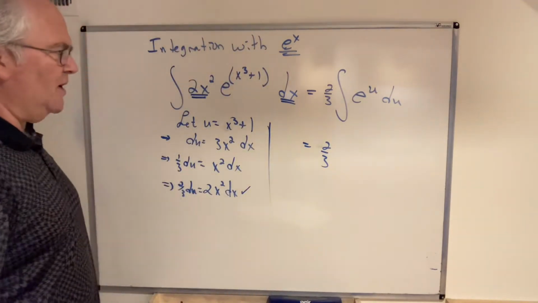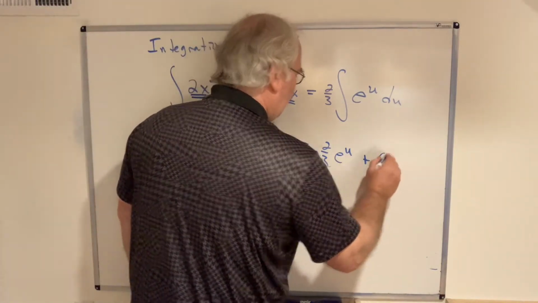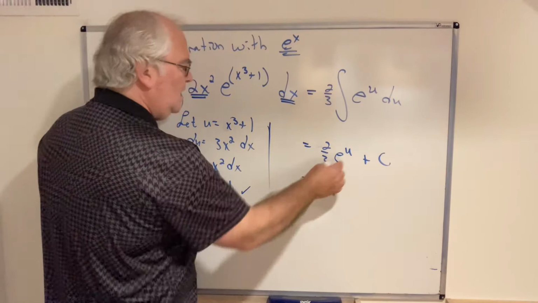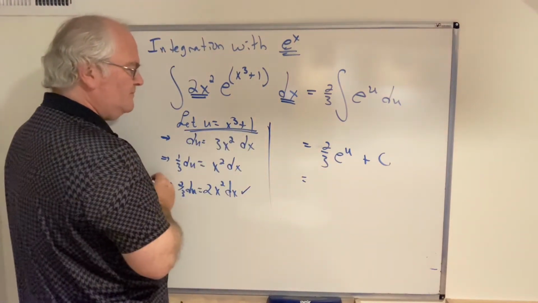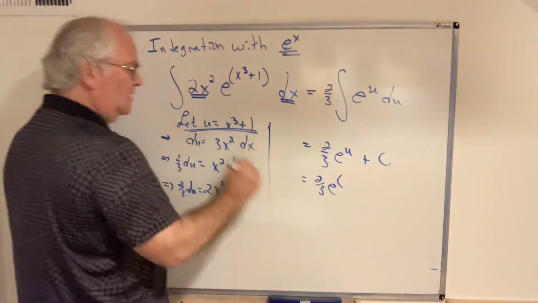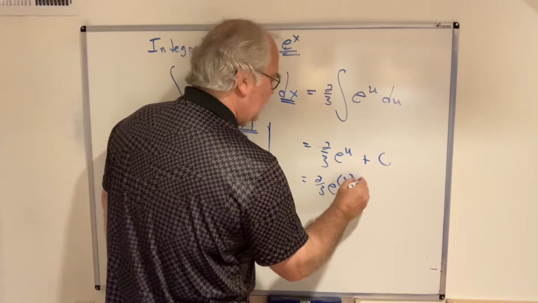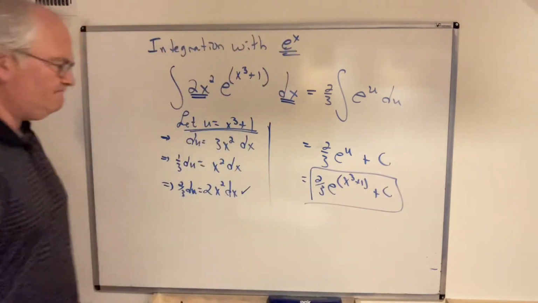Because the antiderivative of e to the u du is e to the u, and then we throw on the constant of integration. And then the last thing is go back to the original variable using the let statement. So this is 2/3 e raised to the power x to the third plus 1, plus the constant, and we're out.